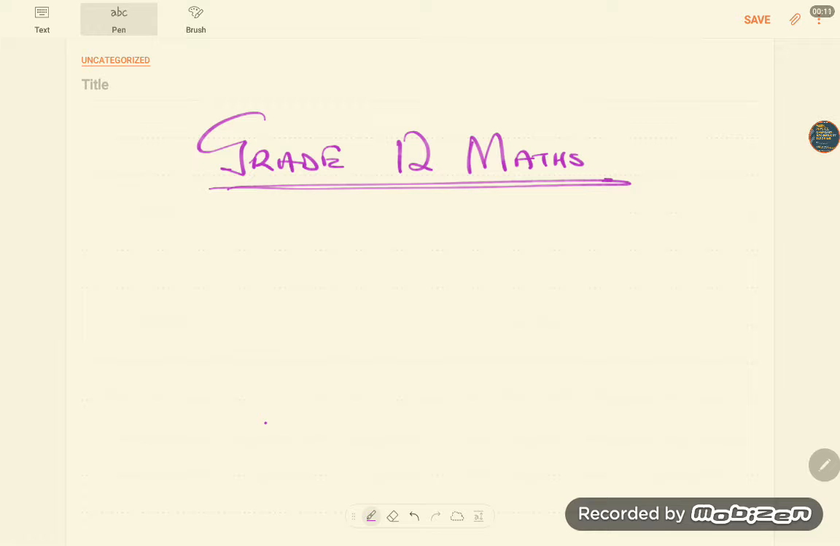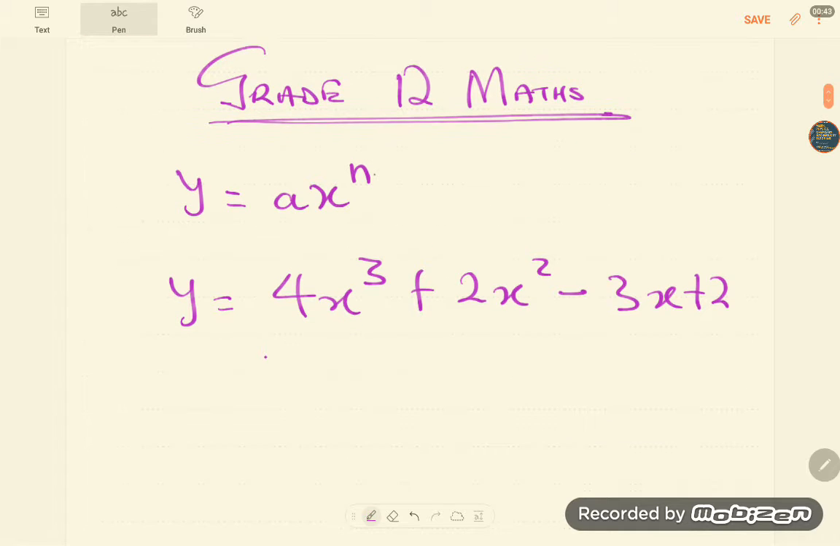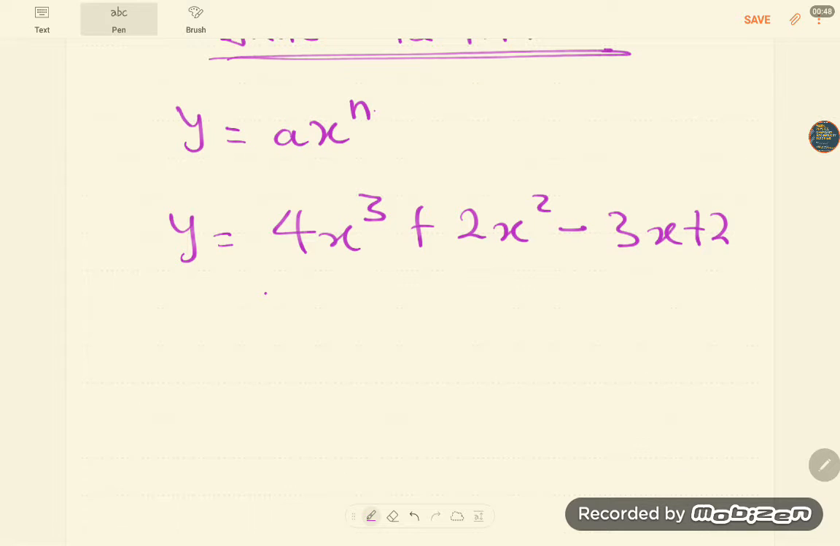Now, since we've done everything in terms of differential calculus from first principles, we've even done an application in terms of the simple basic y equals ax to the power n. Now, we know that not all functions of x are going to be this simple. Sometimes you can get a function like y equals 4x cubed plus, say, 2x squared minus 3x plus 2. Now, before we get into this, I just want you to take note of something that's very important. In fact, it's two things.